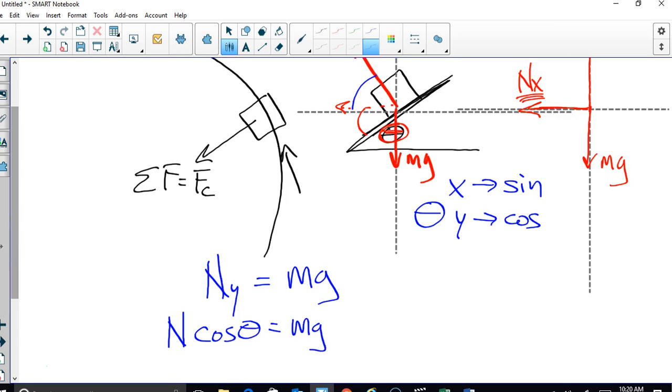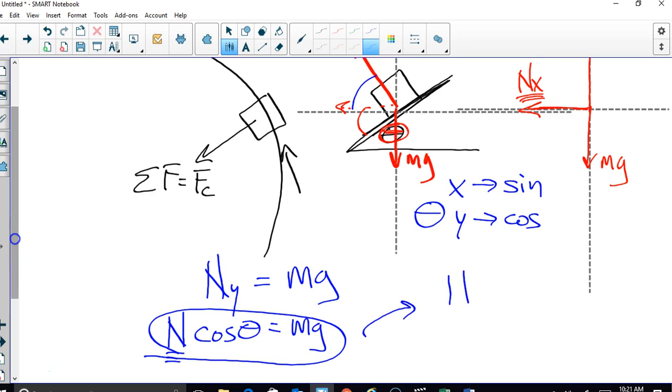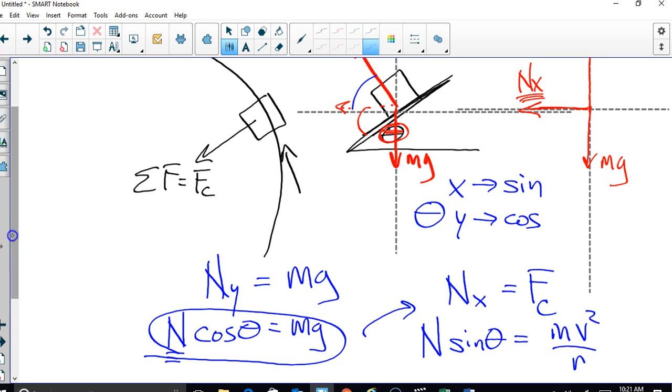So, for example, if you needed to find the size of the normal force, you could use this to find it first, and then go over to the x dimension, where the only game in town is the x component of the normal force, and therefore it is the net force, and therefore the centripetal force. And that would be normal sine of that angle of inclination equal to mv squared over r.